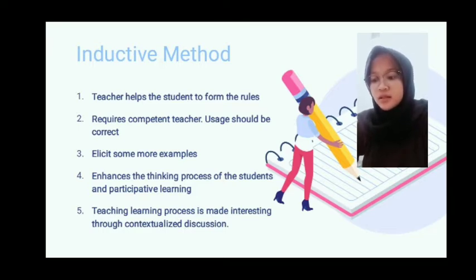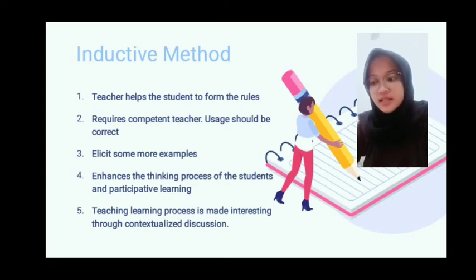And the next is enhancing the thinking process of the students and participative learning. In a way, by using a learning method where students are directed to discuss with each other, and with discussing, students can use their opinions, so their opinions can be heard and get a relevant answer.